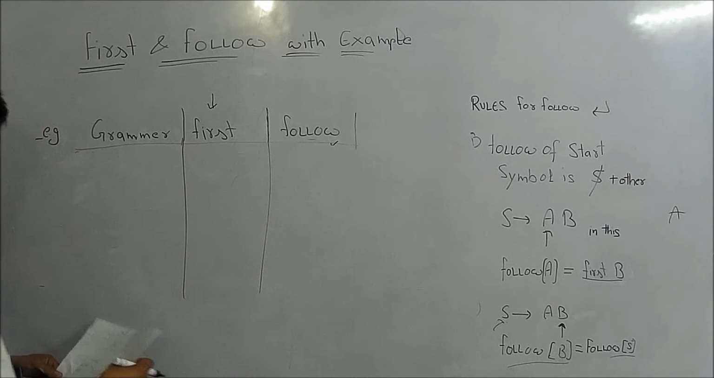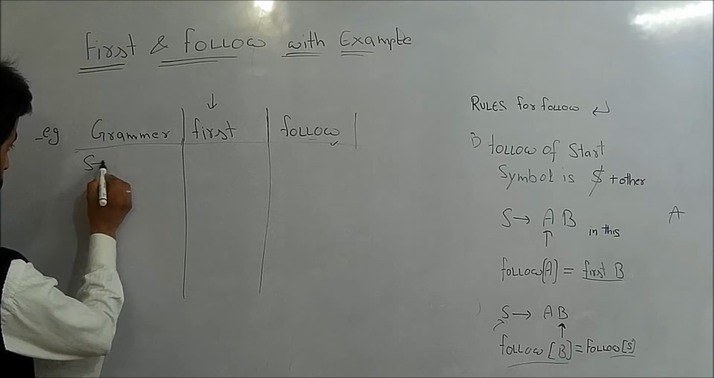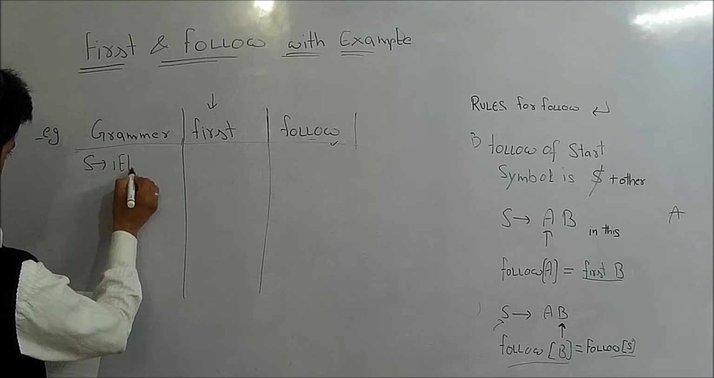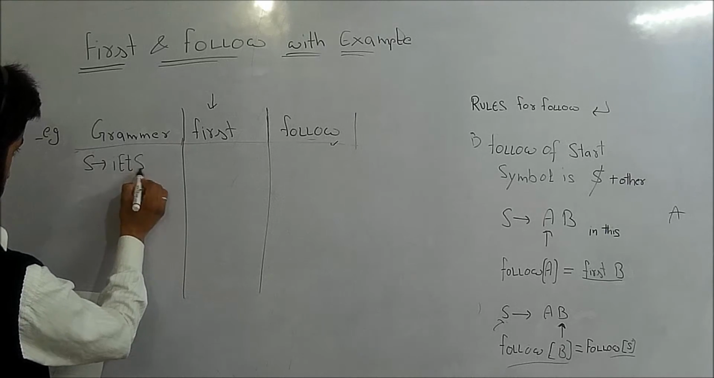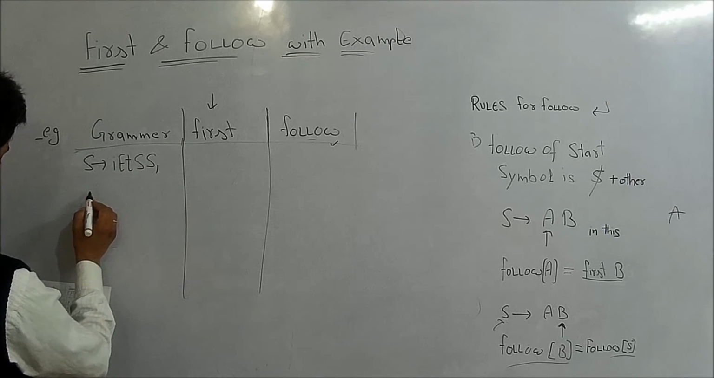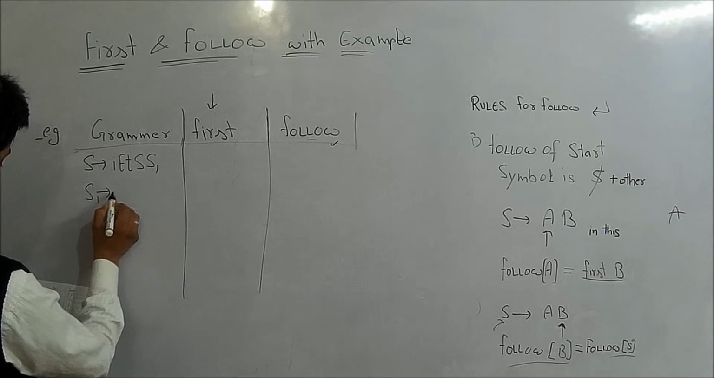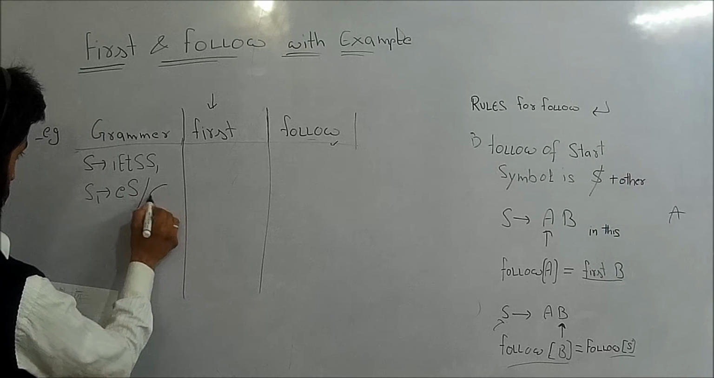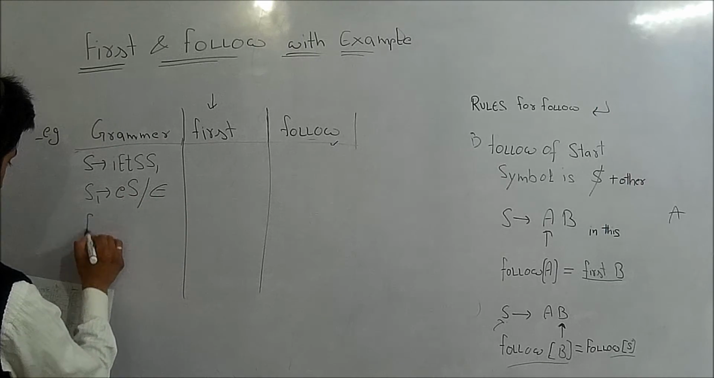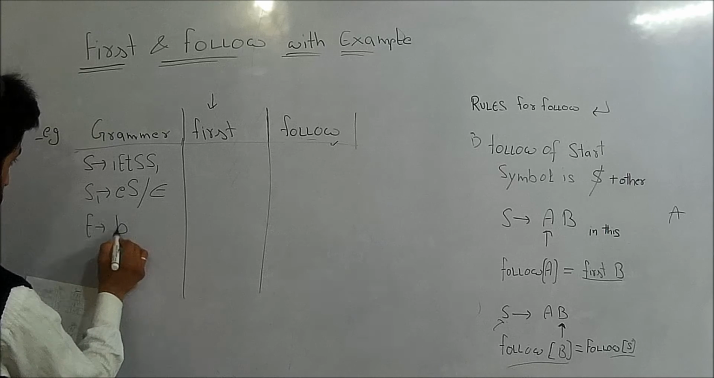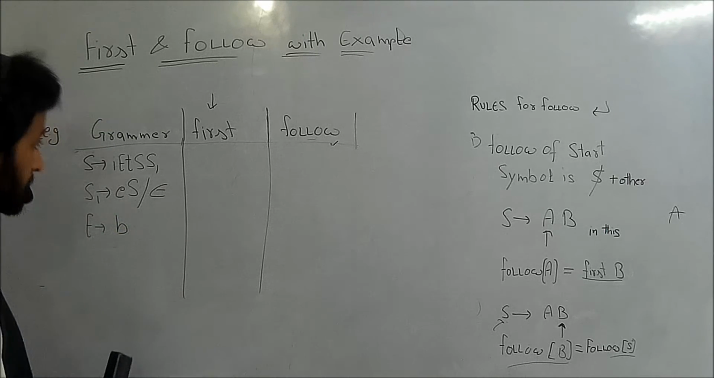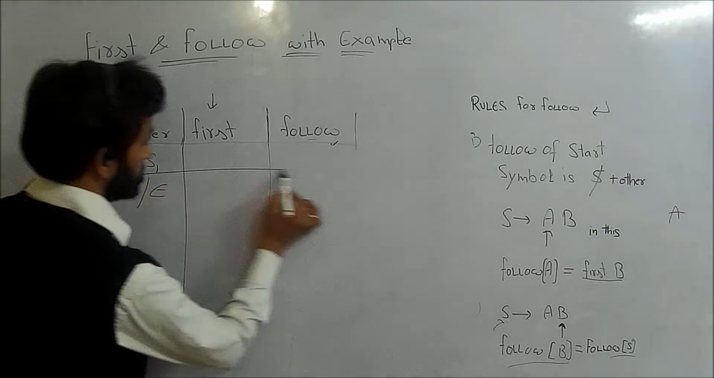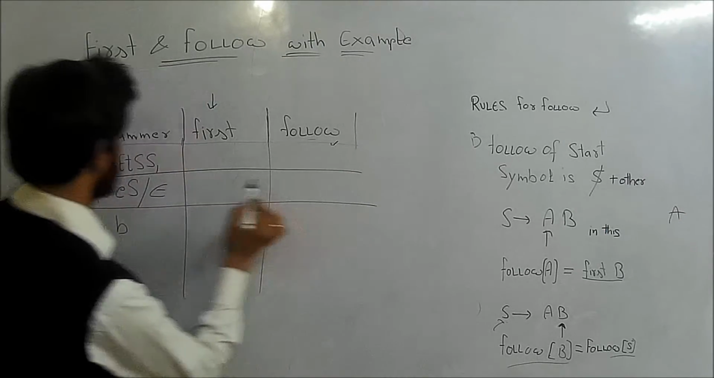In which productions that I have, S derives i E t S S1, S1 derives e S and epsilon, and E derives b. So this is the given grammar. For that grammar I have to calculate the first and follows.